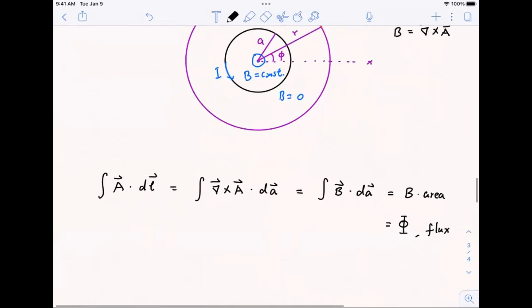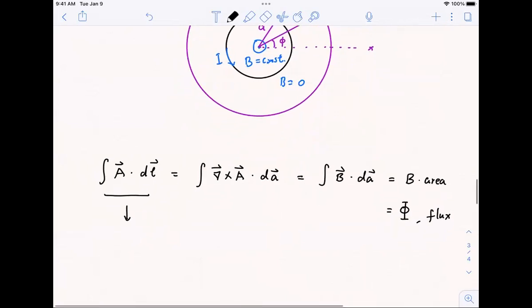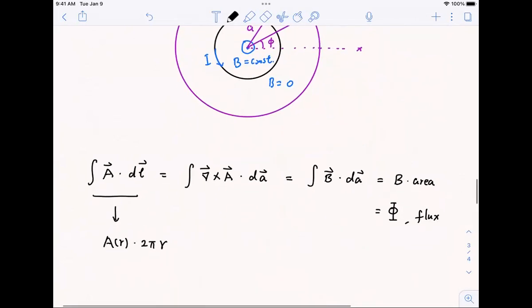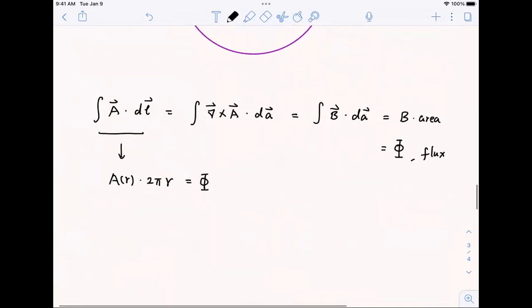Okay, so for this one, this will be A(R) times 2 pi R. Okay, so that this total length is 2 pi R. And then this one will be equal to the flux. Okay, so now let's consider different cases.